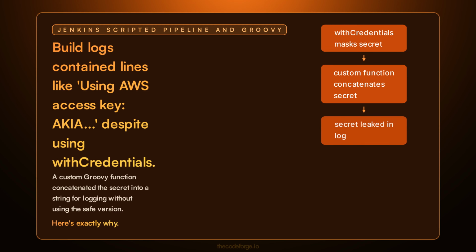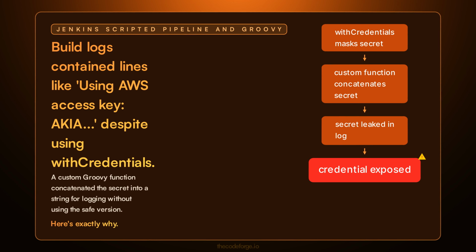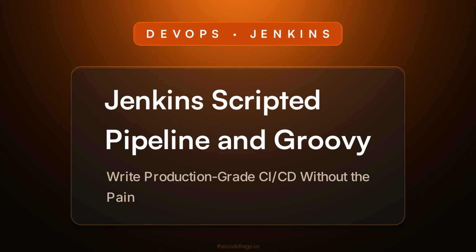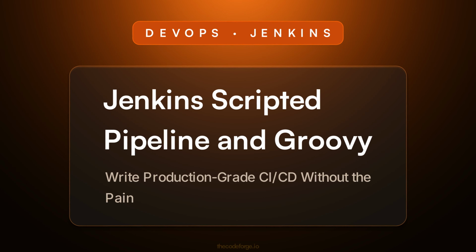Build logs showed an Amazon Web Services access key, AKIA, even with withCredentials. A custom Groovy function concatenated the secret into a log string, bypassing the mask. Let's break down Jenkins Scripted Pipeline and Groovy, how it works, and the exact mistake behind that failure.